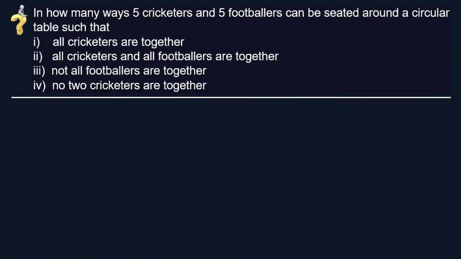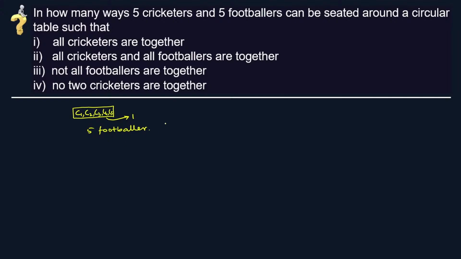Question says, in how many ways can 5 cricketers and 5 footballers be seated around a circular table such that all cricketers are together? So here what we will do, I will take all those 5 cricketers in one box, let us say C1, C2, C3, C4 and C5, they're in one box. And I will treat this as my one object. And there are 5 footballers also.